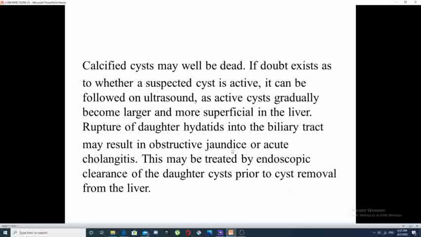Rupture of the hydatid cyst into the biliary tree may result in obstructive jaundice or acute cholangitis. This complication should be treated by endoscopic clearance of the daughter cyst prior to the cyst removal.